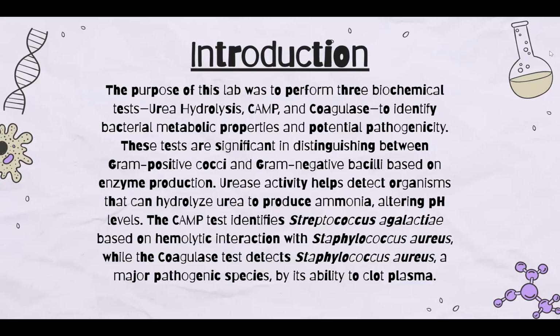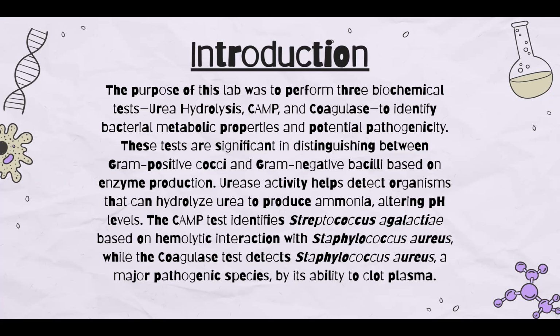Introduction. The purpose of this lab was to perform biochemical tests, urea hydrolysis, CAMP, and coagulase, to identify bacterial metabolic properties and potential pathogenicity. These tests are significant in distinguishing between gram-positive cocci and gram-negative bacilli based on enzyme production. Urease activity helps detect organisms that can hydrolyze urea to produce ammonia, altering pH levels.